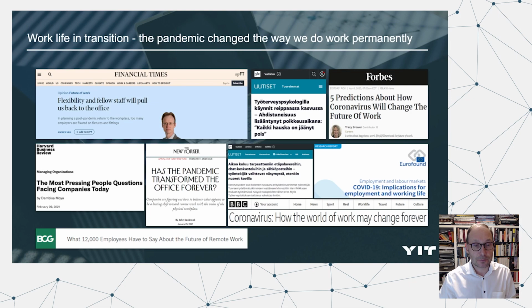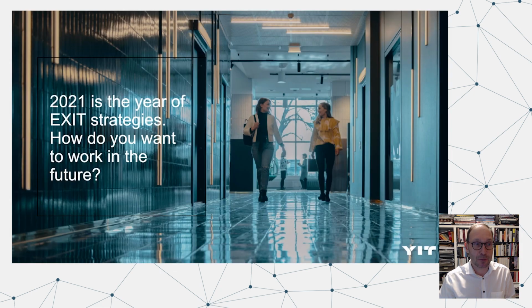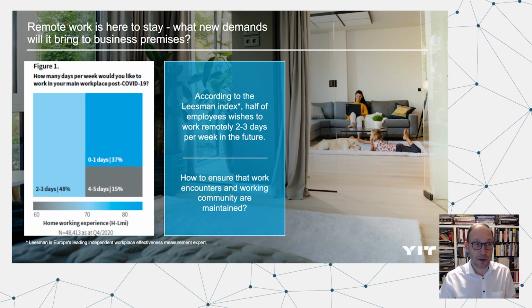So let's dive in. As we all know, work life is in transition, and the pandemic has changed the way that we work permanently. Many of us are now thinking about how we should get back to the office, how much time we should spend remotely, how much in the office, and how to make all of this work. What can clearly be seen is that people don't want to go back to bad offices. And research globally, for example this Leesman study of almost 75,000 people globally, shows that 2 to 3 days per week will probably be the norm for the coming years.